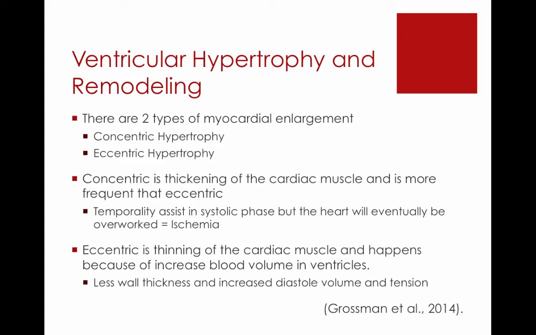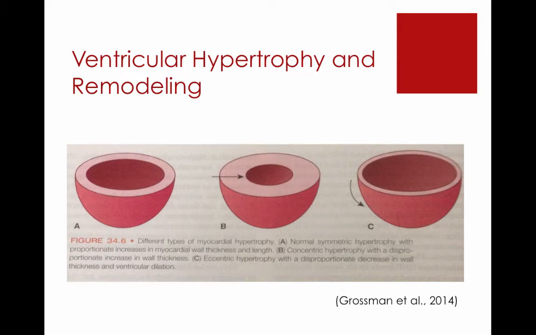So in other words, there's less wall thickness and an increase in diastole volume and tension in the muscle. So here's a diagram that explains it very well. Figure A is a normal heart. When we look at diagram B in the middle, this demonstrates concentric hypertrophy. So it's clearly showing quite a thick muscle wall there.